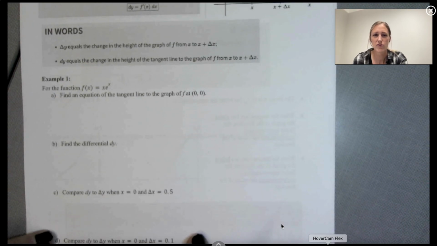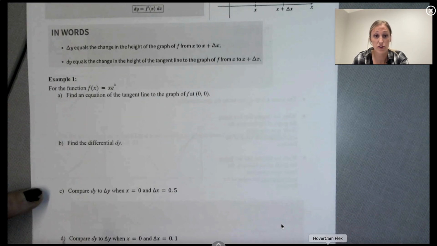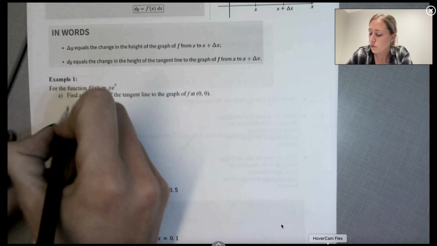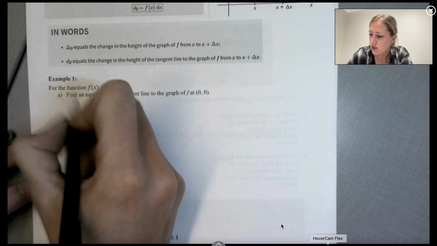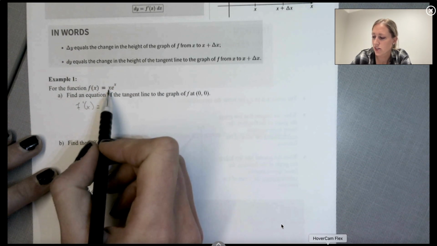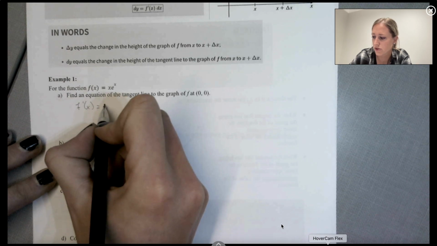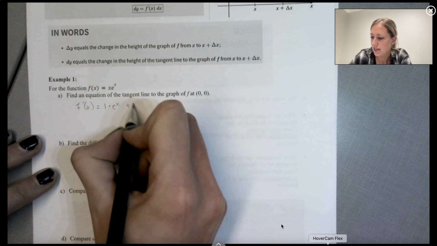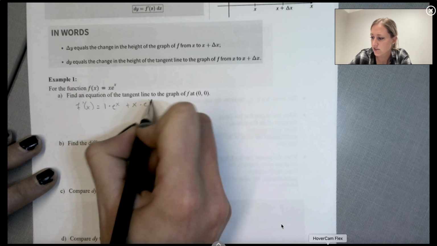First, this is something not new: find an equation of the tangent line to the graph of f at (0, 0). So we are going to find f prime of x to get the slope of the tangent line. I'm going to use the product rule here. The derivative of x is 1, plus x times the derivative of e to the x, which is still e to the x.